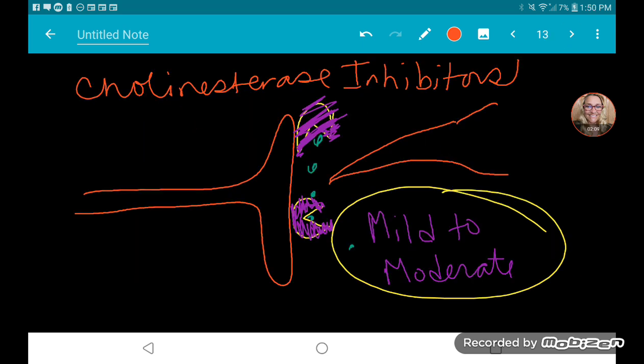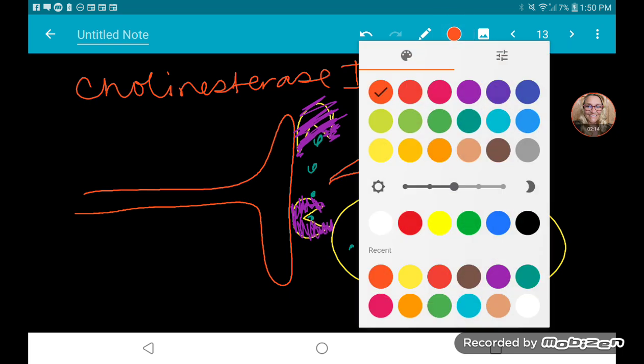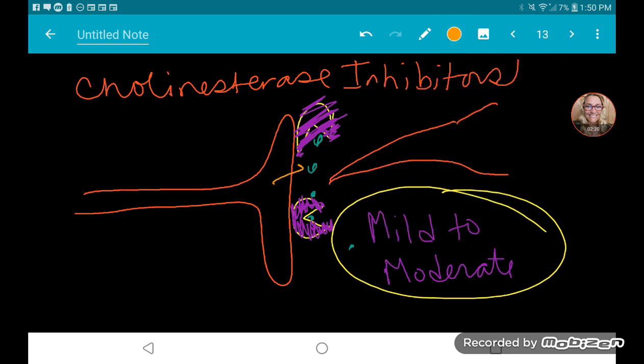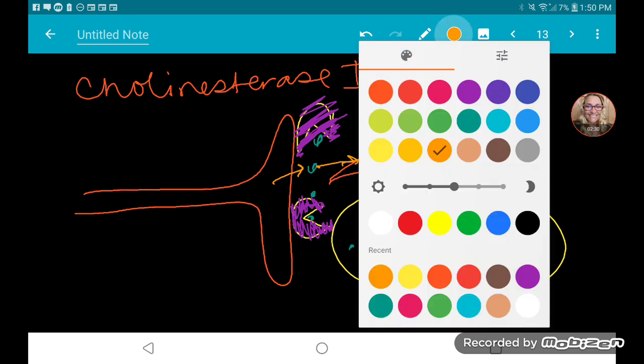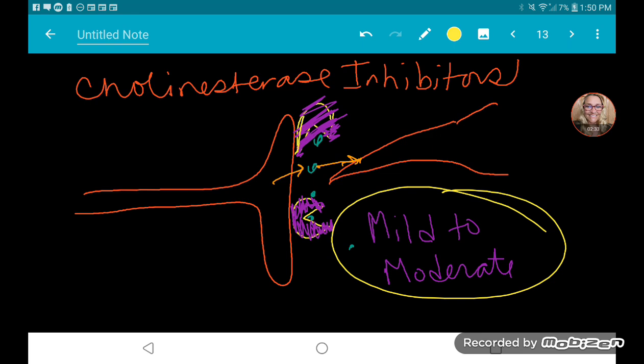But how do cholinesterase inhibitors work? Well, acetylcholine gets released from the nerve cell and then can go on to talk to the next nerve cell. Well, we have these acetylcholinesterase enzymes in our body that are like little Pac-Men that break down acetylcholine.